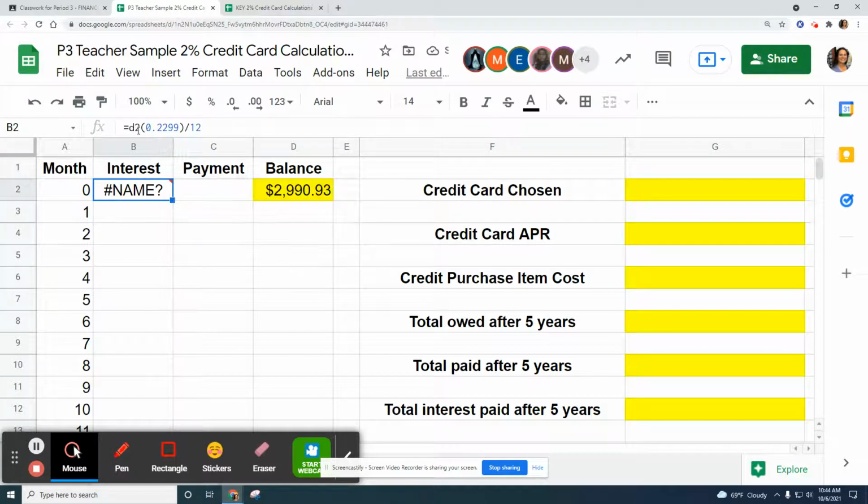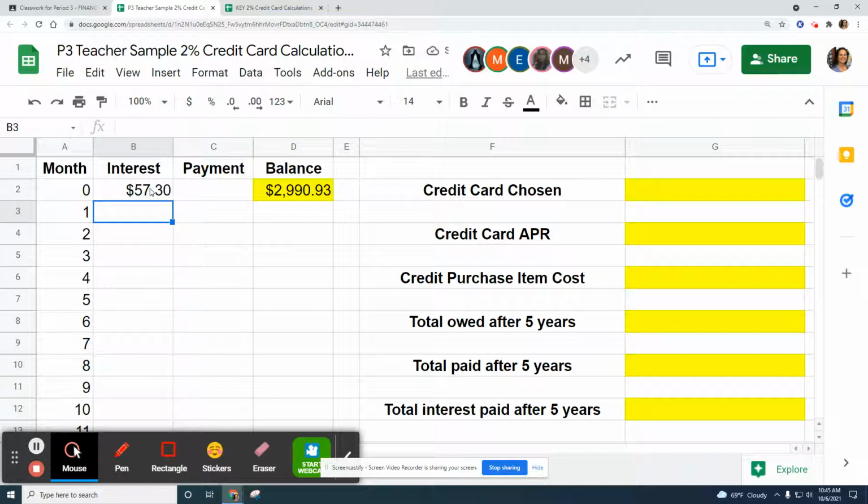Sorry. Equals D2. Maybe. I don't think so though. Equals D2. Oh, times. I think I forgot the times. 0.2299 divided by 12. Let's see if it likes it with parentheses. Oops. Okay, those of you that are with me again, equals D2 times 0.2299 divided by 12.